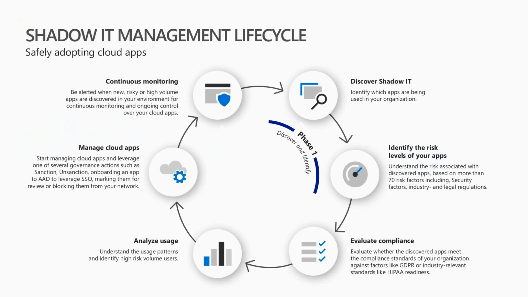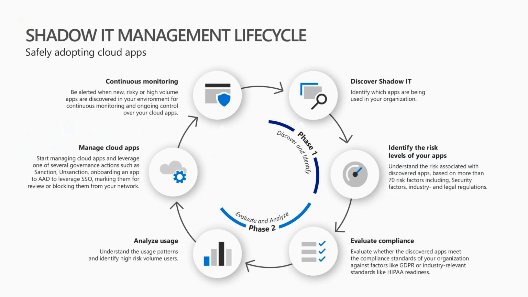Phase 2 is all about evaluating and analyzing that data. Using risk factors, you can check the compliance of the application to ensure those apps meet your organization's standards, such as HIPAA and GDPR compliance. Now that you know whether or not you want the app to be used in your organization, you'll want to investigate how and who is using it. We can easily understand the usage patterns and identify high-risk volume users. With that information now in hand, we can make an informed decision.